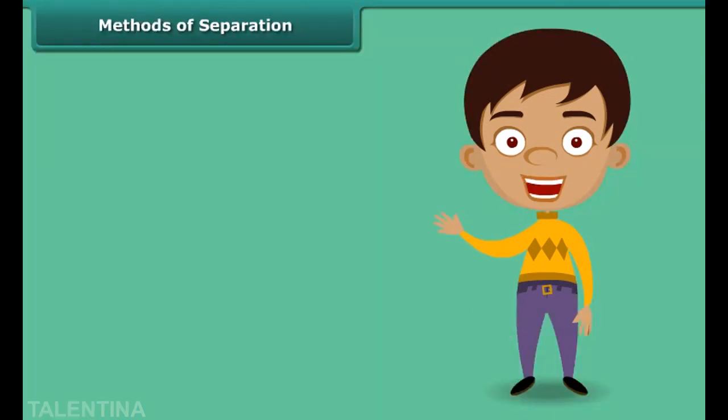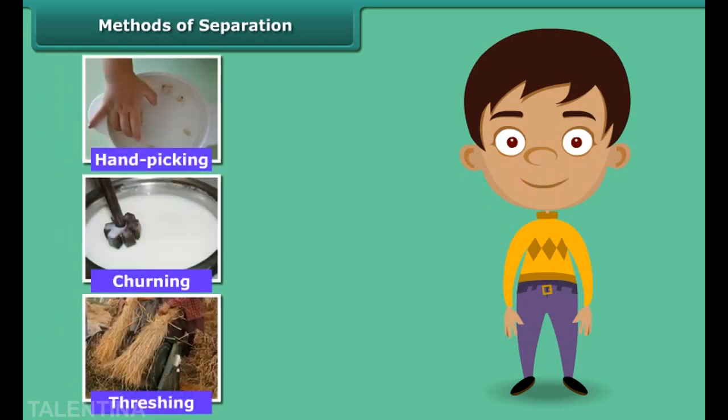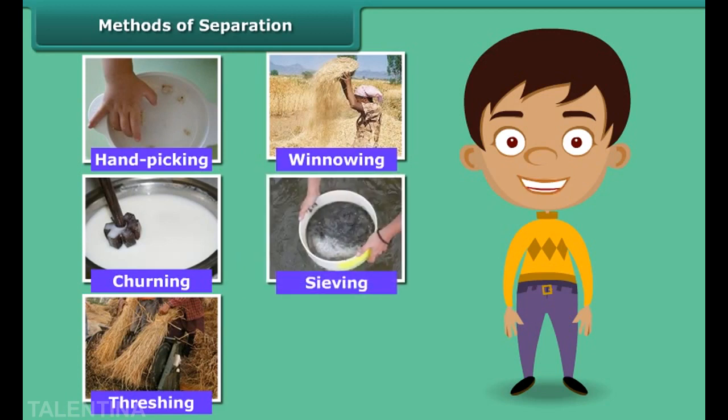You sure would have some idea about the methods of separation. In fact, you would have used some of these methods in your day-to-day life. Let us list some methods commonly used to separate the components of a mixture. Handpicking, churning, threshing, winnowing, sieving. The basis for choosing a method of separation depends upon the physical properties of components.